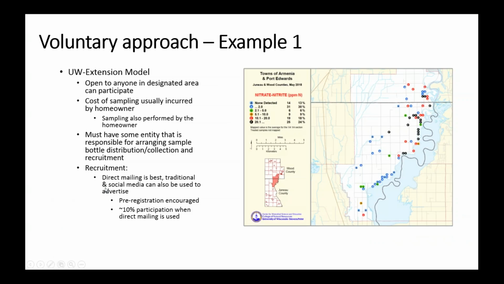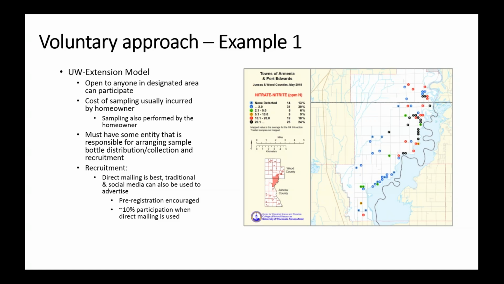So, getting into 3 examples of how we've approached groundwater monitoring. UW Extension, who I work for, has been doing private well water testing programs for a long time. These programs are basically open to anyone. You might advertise in one town, 1 or 2 towns, maybe it's countywide, where you get the word out that this testing is happening. Anybody can participate, but the homeowner has to pay for the cost of the sampling.